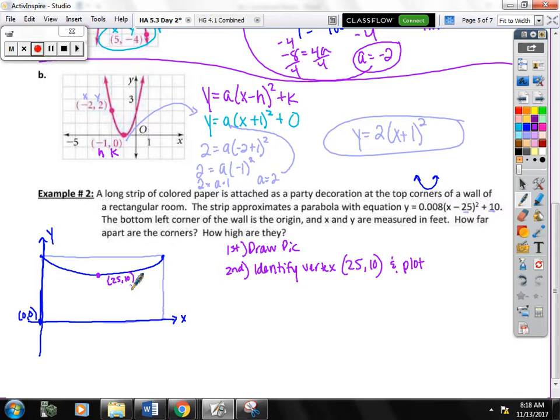We also want to then draw in the axis of symmetry. So the axis of symmetry has to go through the vertex, and it's a vertical line. Now the reason that the axis of symmetry is going to be so useful is because we know there's symmetry across it. So things have to be equal distances from one side of the vertex to the other.